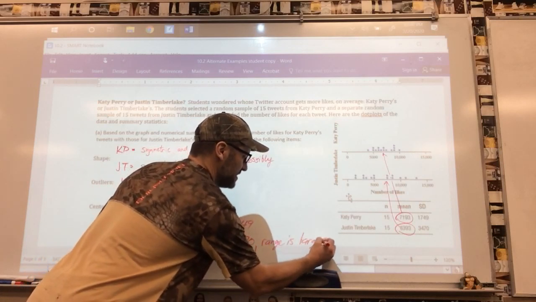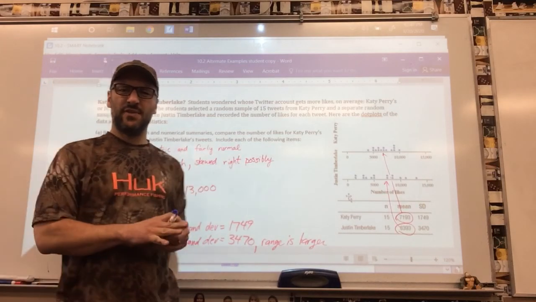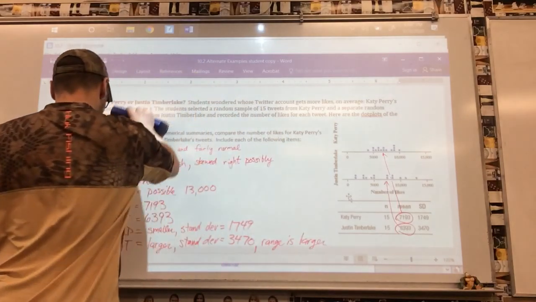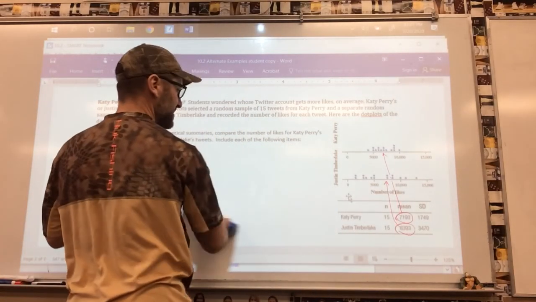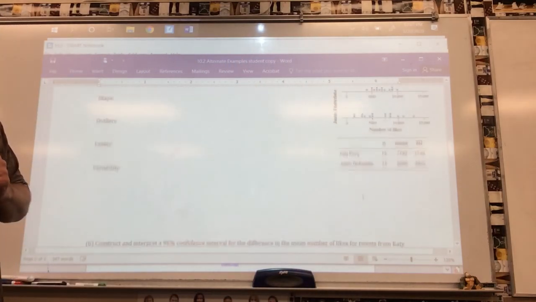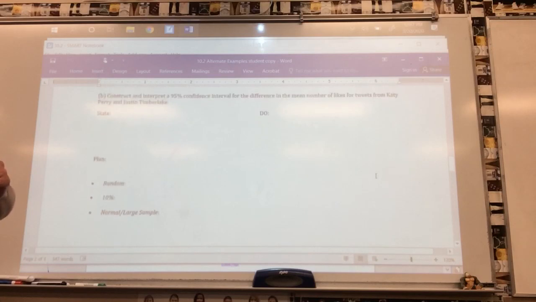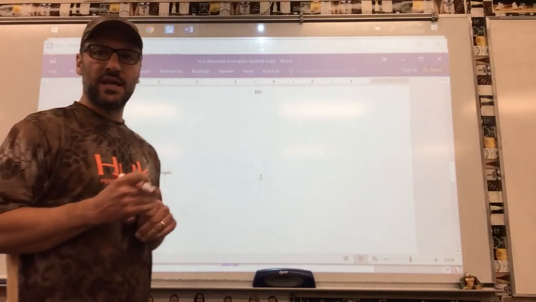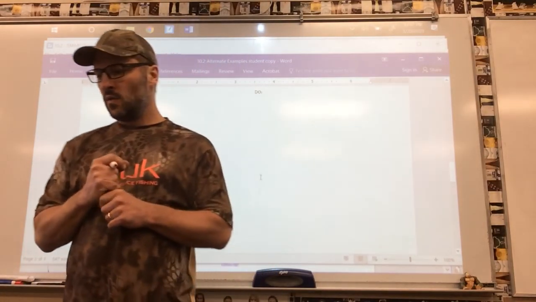So that's just some stuff that we've kind of been talking about the whole year, all rolled up into one. So we got that stuff. The next thing is to actually create the confidence interval now that we have an idea of what the data looks like. So I'm going to go down here, and let me zoom out a little bit here. It says, construct and interpret a 95% confidence interval for the difference of mean likes for tweets from Katy Perry and from Justin Timberlake. And I think I'm going to do one of those deals where I get you most of the way there, and then you guys can go in and finish it off.